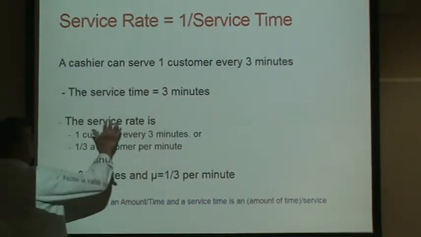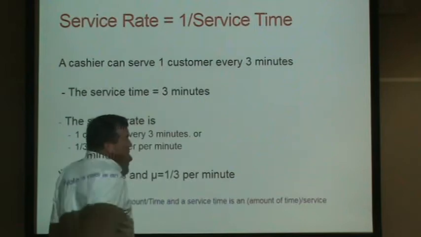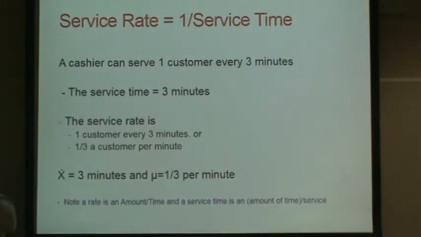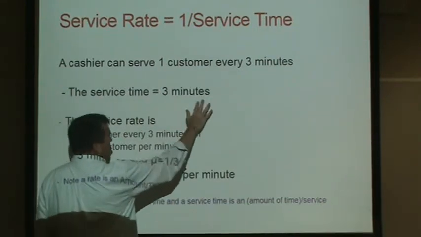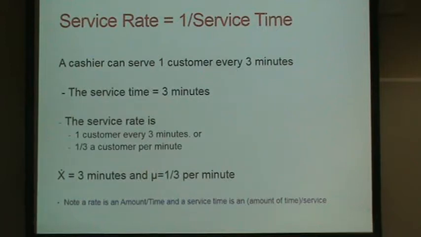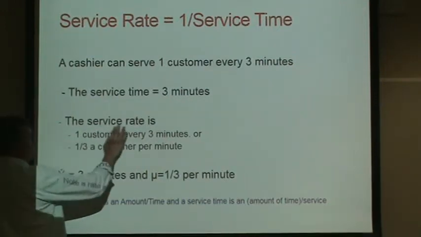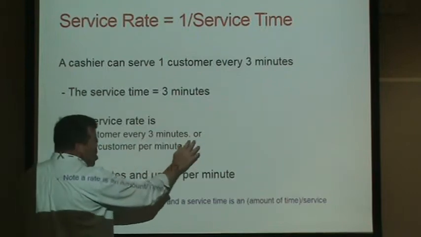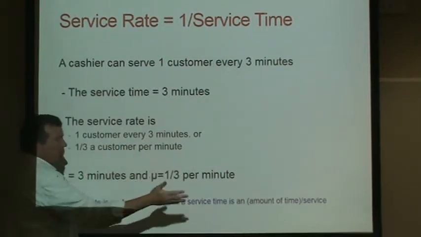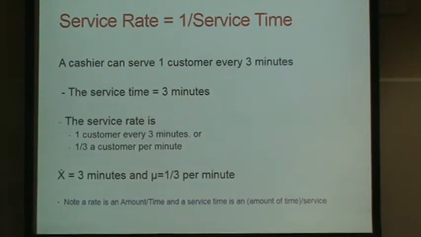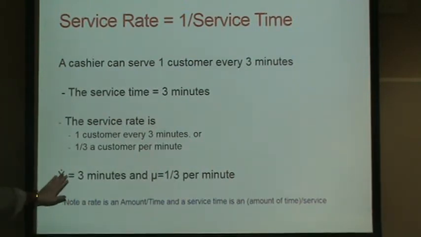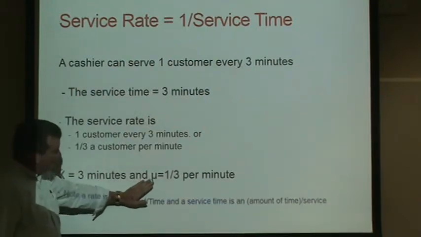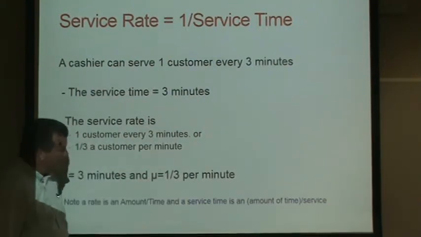So for example, a cashier can serve 1 customer every 3 minutes. This would be like maybe a Target or something like that, where people are buying a lot of stuff. So we could say the service time is 3 minutes. It takes 3 minutes to service a customer. We could say that another way. We could say the service rate is 1 customer every 3 minutes, or put another way, 1/3 of a customer per minute. Really saying the same thing, 3 different ways. And it's popular to use X, sometimes X with a dot over it, sometimes X with a bar over it, to mean service time. So the service time is 3 minutes. And the rate, mu, is 1/3 per minute, 1/3 of a customer per minute.